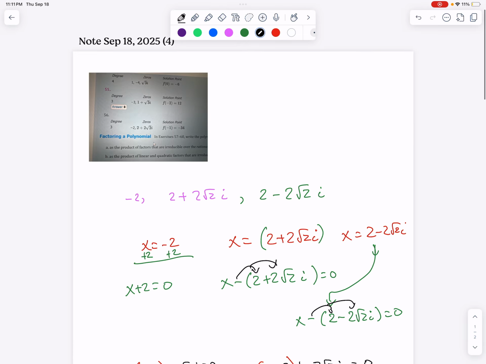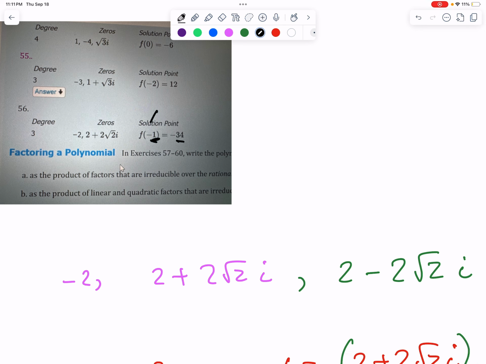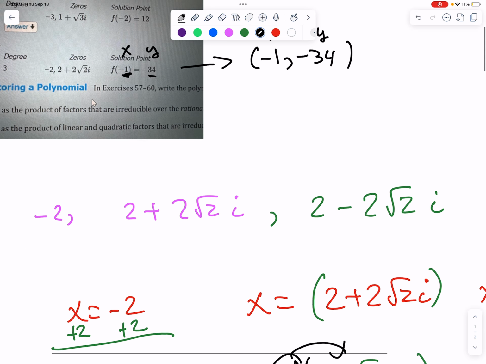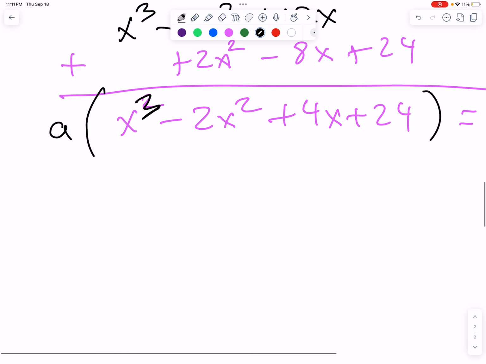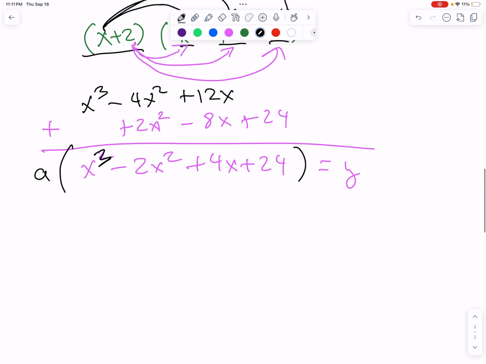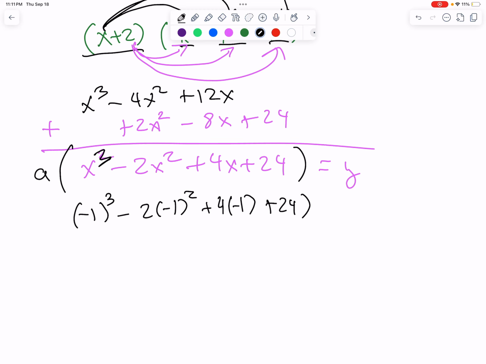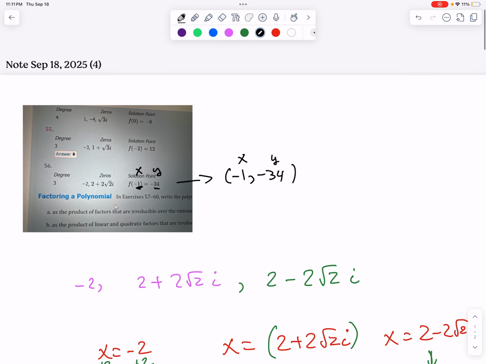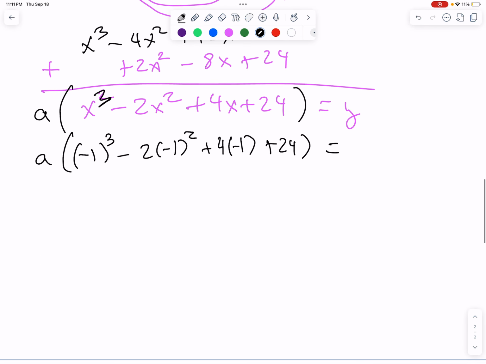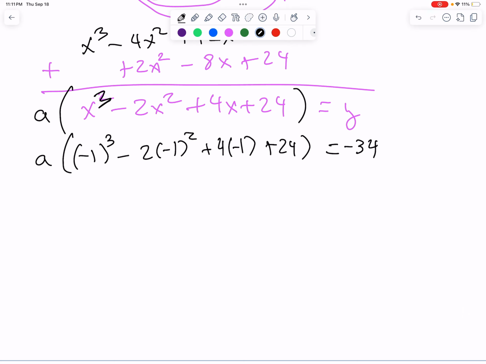So that's where the solution point comes into play. Remember, this is just saying x is -1 and y is -34. This is just saying you have the point -1 comma -34, and those are x and y. Let me make sure I'm right. Remember, -1, -34? Because what you can do now is plug in -1 for all your x's. We don't know what a is, and y is going to be the y value, which I've already forgotten, -34. Apologize. And we just solve it.